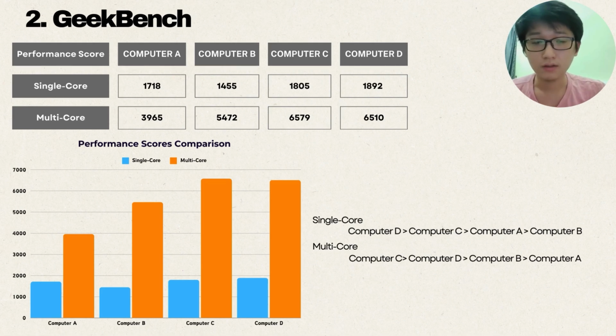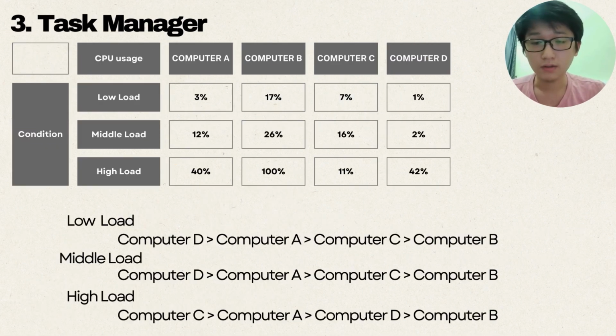Now for the Task Manager result. We can see that at low load condition, Computer D has the lowest CPU usage, followed by A, C, B. For middle load, Computer D is the lowest usage, followed by A, C, B. But for high load, Computer C has the lowest CPU usage, followed by A, D, and B.